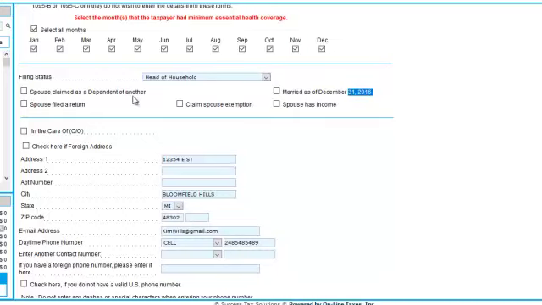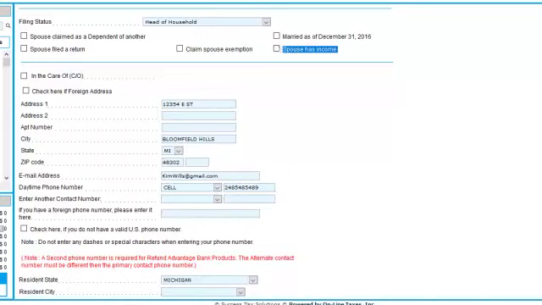Spouse claimed as a dependent of another. If somebody else is claiming your spouse, you do click those. And make sure you read everything on there. Spouse's filed return. Spouse's claimed exemption. Spouse has income. Okay. No spouse in this case. In care of, CEO. Check here, foreign address. Neither case applies. All this is already populated.